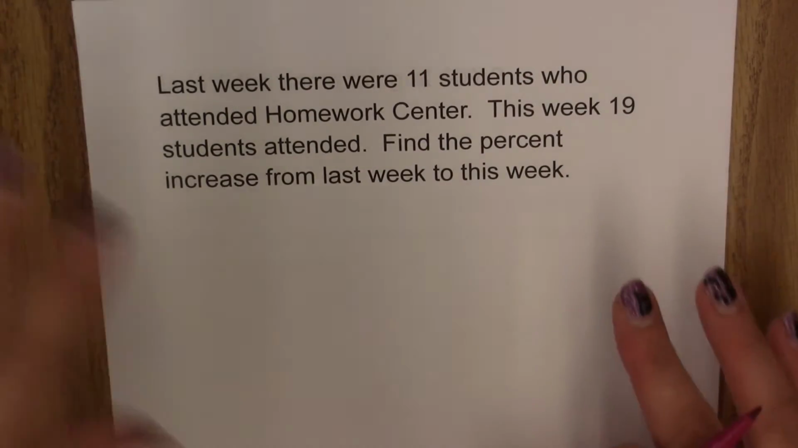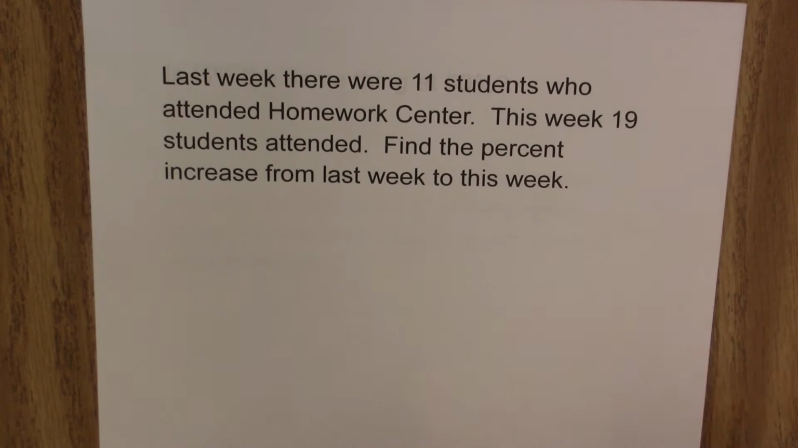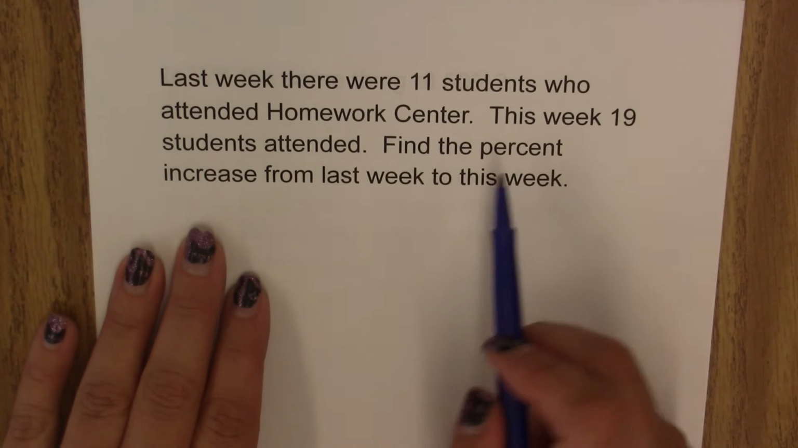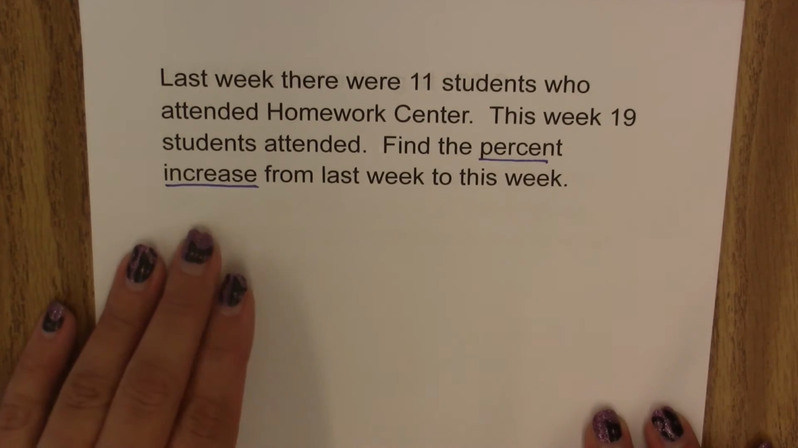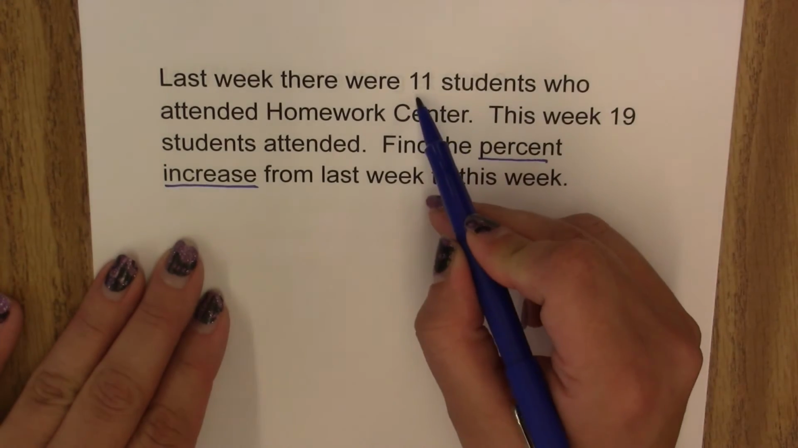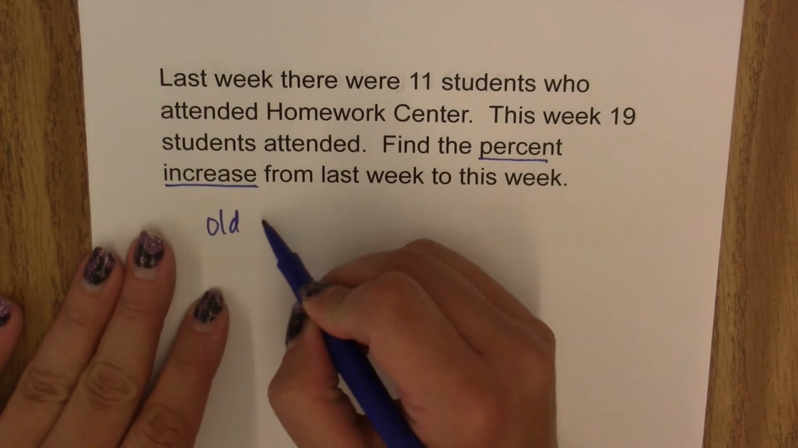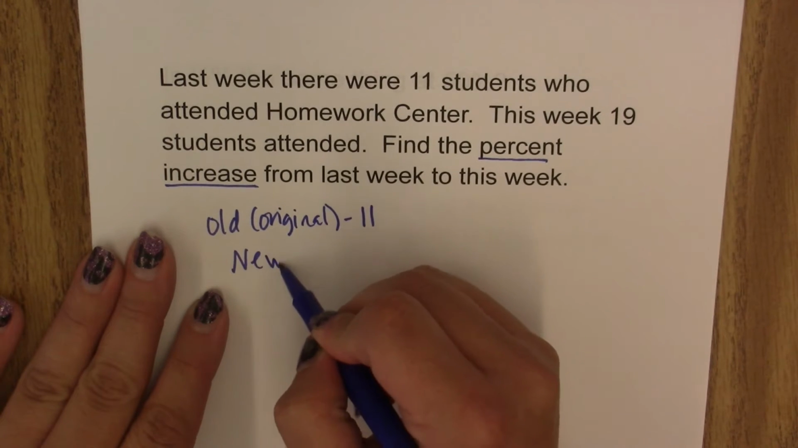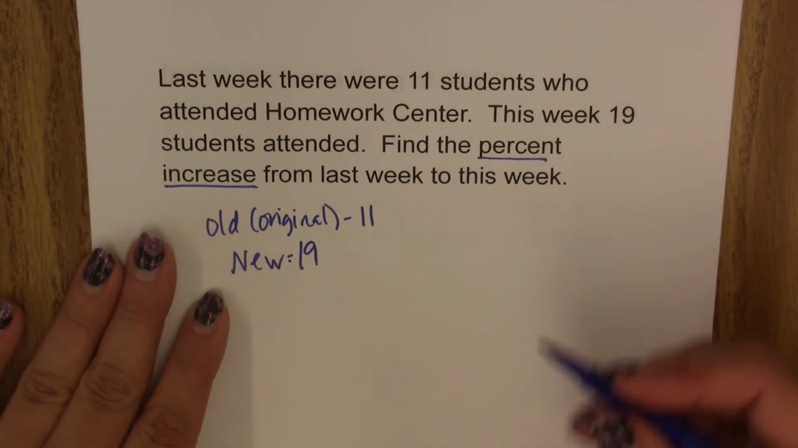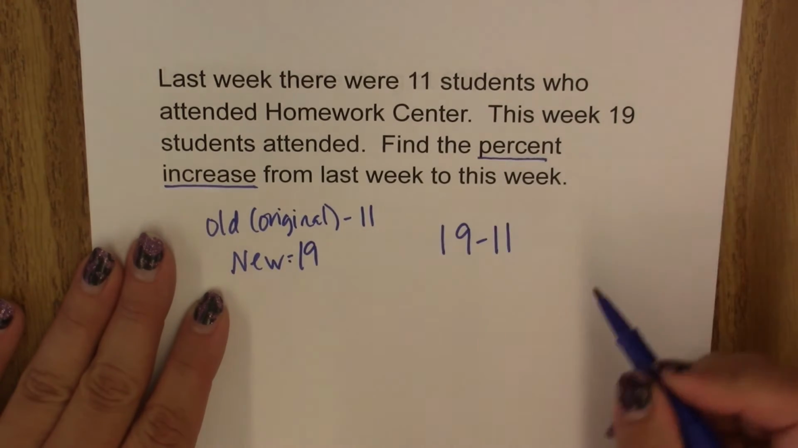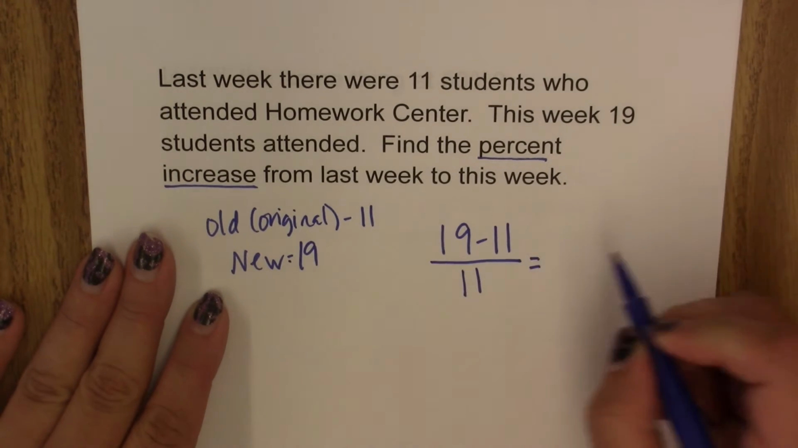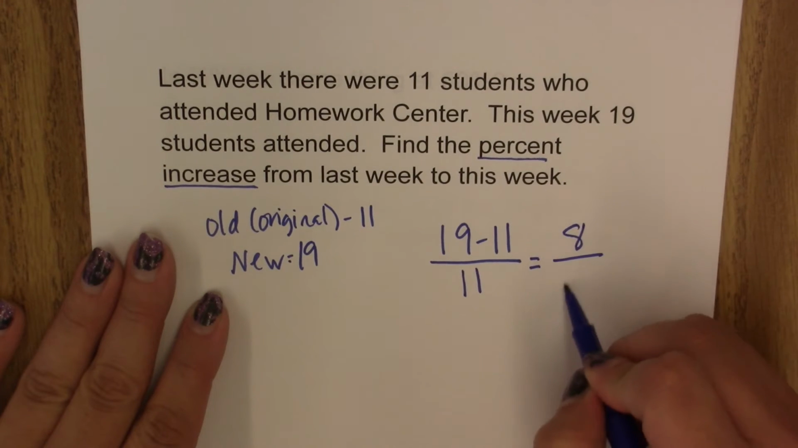and let's do our next example. Last week, there were 11 students who attended Homework Center. This week, 19 students attended. Find the percent increase from last week to this week. So we're going to use that percent increase, that percent change. We're going to use our song to help us with this one. So our old value, or our original, was 11. Our new value was 19. All right, so we're going to take our old and our new and subtract the two, put it over the original, so over the 11. 19 minus 11 is 8 over 11.